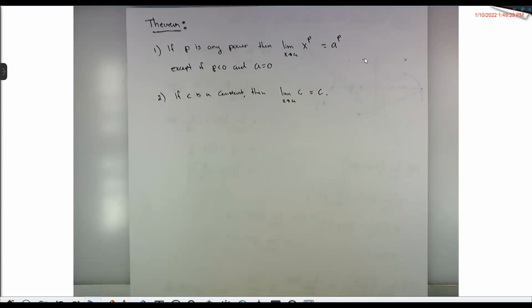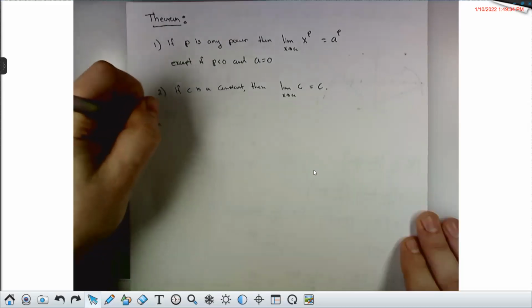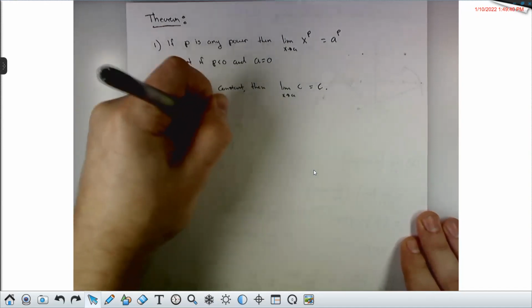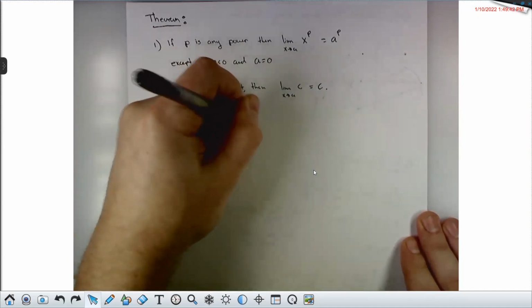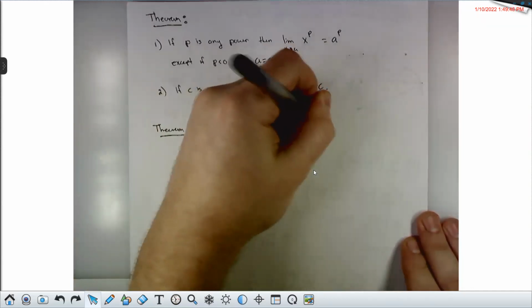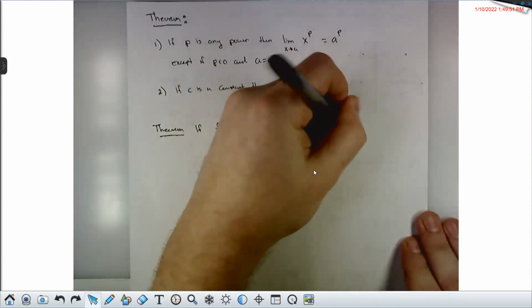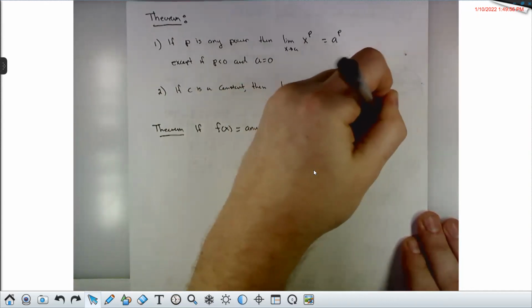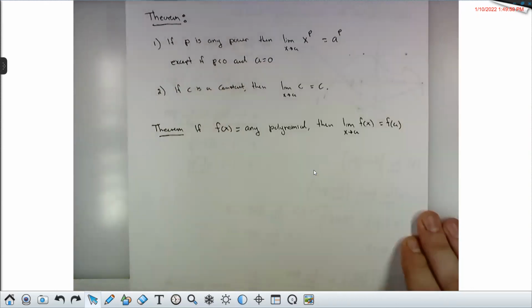So the upshot here is that if you have a rational function or a polynomial, then you can calculate limits just by plugging in. And I'll go ahead and state this as a separate theorem. If f of x is any polynomial, then the limit as x approaches a of f of x is just what you get by plugging in, right? You plug in the value a for x.